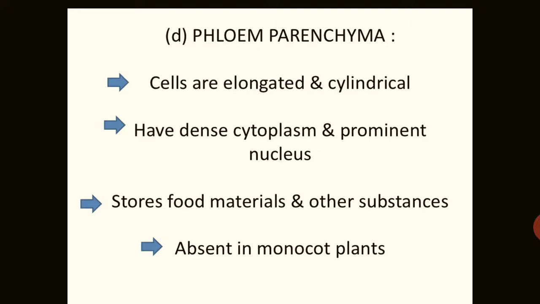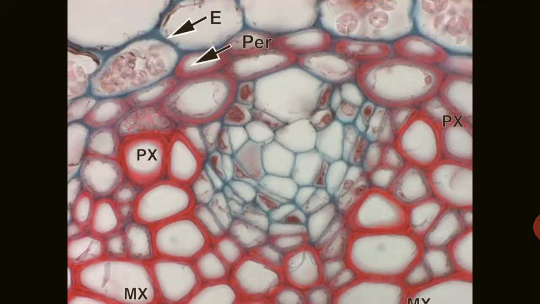The fourth type of cell found in the phloem tissue is the phloem parenchyma. The cells are elongated and cylindrical, having dense cytoplasm and a prominent nucleus, and they store food material and other substances. But it is found only in dicot plants. It is totally absent in monocot plants. This is the structure of the mature parenchymatous tissue of the phloem. Phloem fibers and phloem parenchyma are there inside this bundle area.